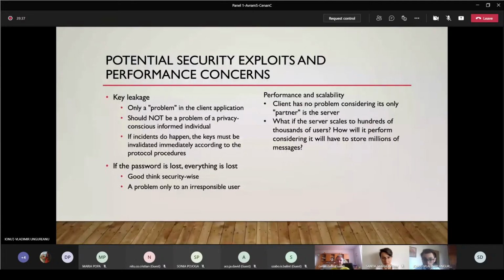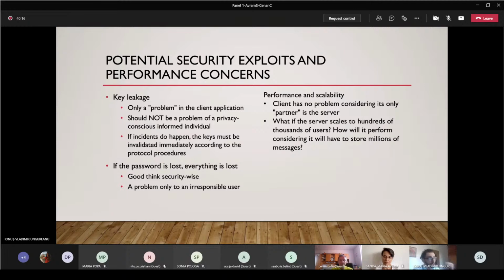You should have concerns, because it's foolish of me to talk about security without talking about exploits. First off, key leakage. This is a problem in the client application because we store the private key. However, it should not be a problem for a privacy-conscious individual, for the simple fact that a privacy-informed individual will know not to install malware on his device. And this is the target audience, persons that truly want to communicate securely. However, an advantage, a blessing and a curse: if the password is lost, everything is lost, unfortunately.